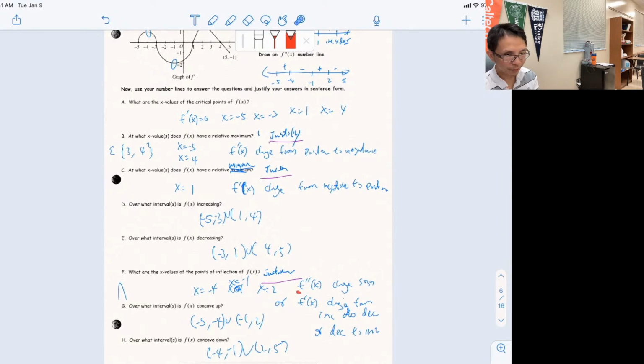You do have to justify f double prime of x changing sign, or you can just say f prime of x changing from increasing to decreasing or decreasing to increasing. That's probably the best way to do it. Just do f double prime of x changing sign, changing from positive to negative or negative to positive. That's better. And concave up is going to be this. Concave down is going to be this. Any questions so far?